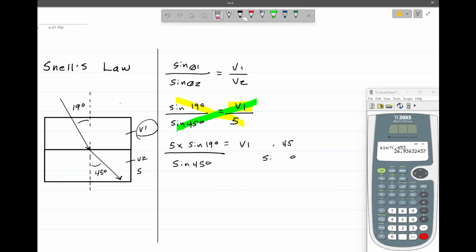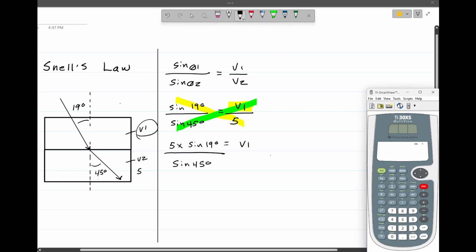And what you end up with is V1 equals 5 times the sine of 19 degrees divided by the sine of 45. So again, we just plug this into our calculator. 5 times sine of 19, enter, and then we're going to divide that by the sine of 45. Okay, and what you end up with is V1 equals 2.302.